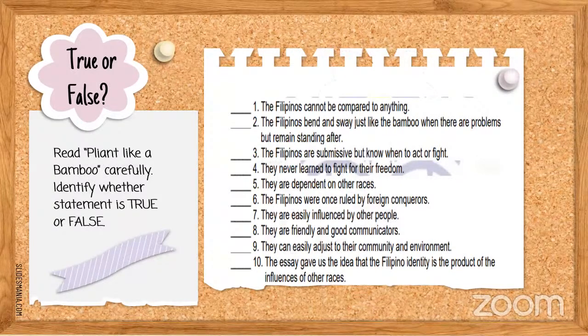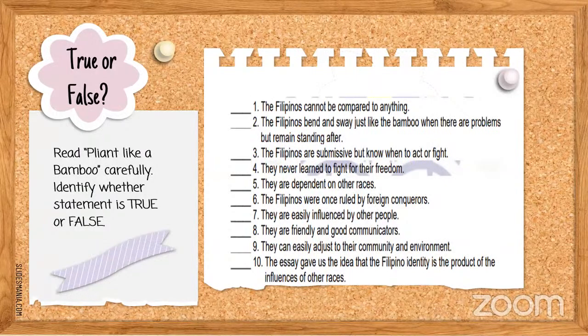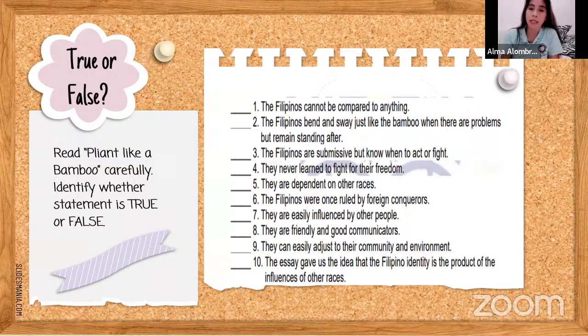According to Malari, the Filipinos can be compared to bamboos. Perfect. That is a perfect answer. That's what I'm telling you, that your answer must be based on the text that we are reading. So the Filipinos cannot be compared to anything. Of course, this is false. False, because Ivy Malyari compared the Filipinos to a bamboo tree. Okay, number 2.